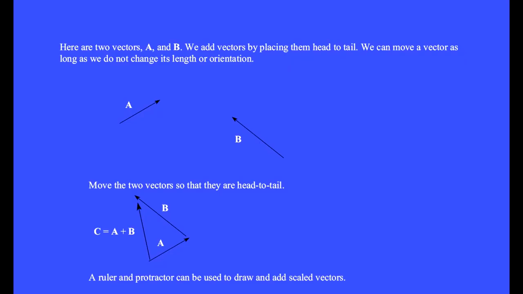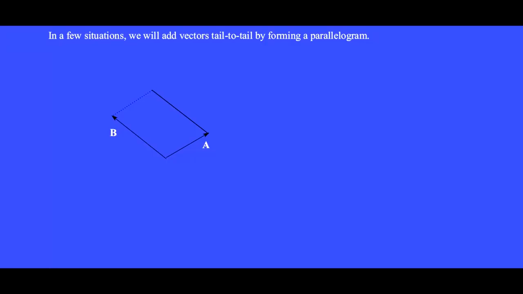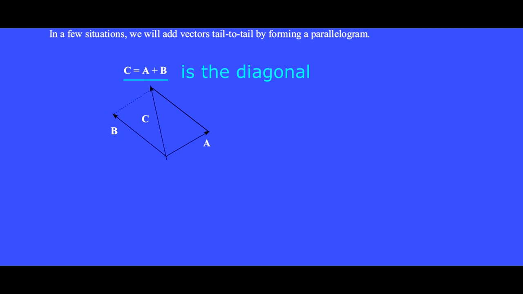Here are two vectors A and B. We add vectors by placing them head to tail. We can move a vector as long as we do not change its length or orientation. Slide vector A from here to here, and slide vector B from here to here. Now that the two vectors A and B are head to tail, then this is their sum. A ruler and protractor can be used to draw and add scaled vectors. In a few situations, we will add vectors tail to tail by forming a parallelogram.